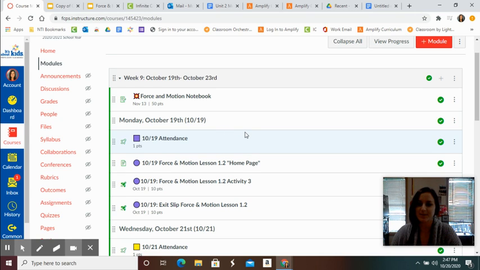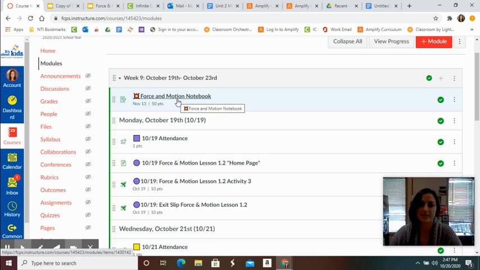This is going to be the recording for Force in Motion Lesson 1.2, so kind of the introduction to our unit. First thing you're going to notice at the top of the module for this week is that there is a new notebook for this unit, which you are going to need. That means the microbiome one should have already been turned in at this point.